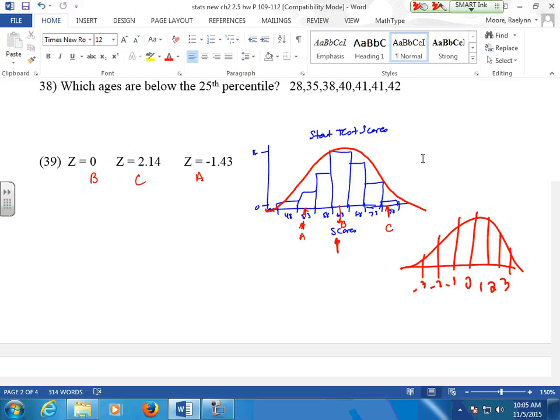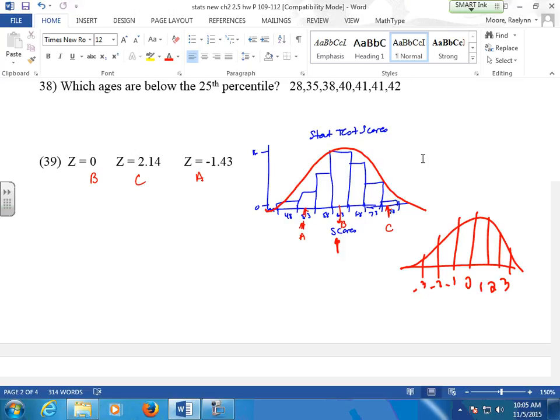A negative z-score would be to the left of the 0. That would be your A. A positive z-score would be to the right of the 0. That would be your C. Good? Just to keep it in perspective.